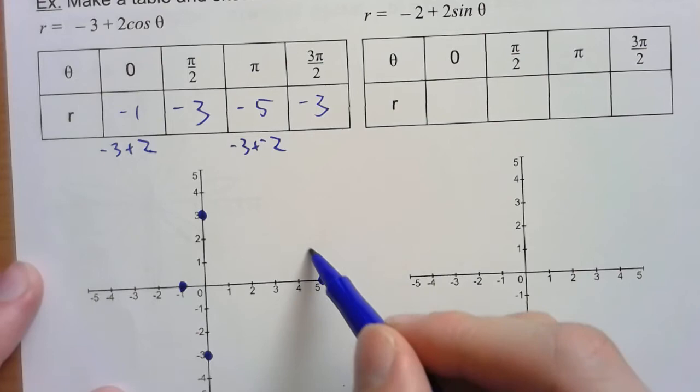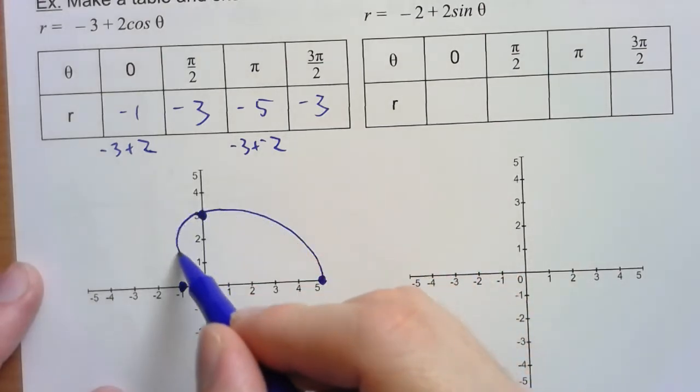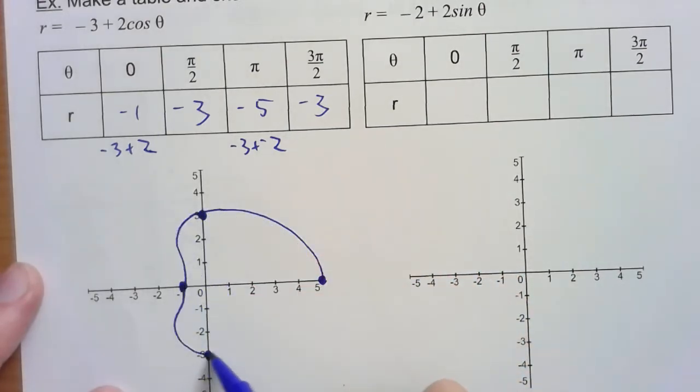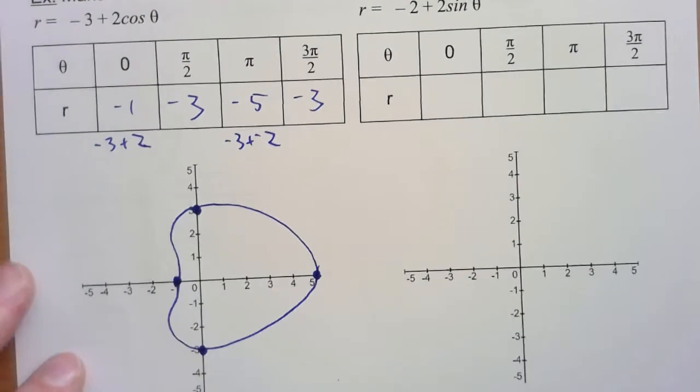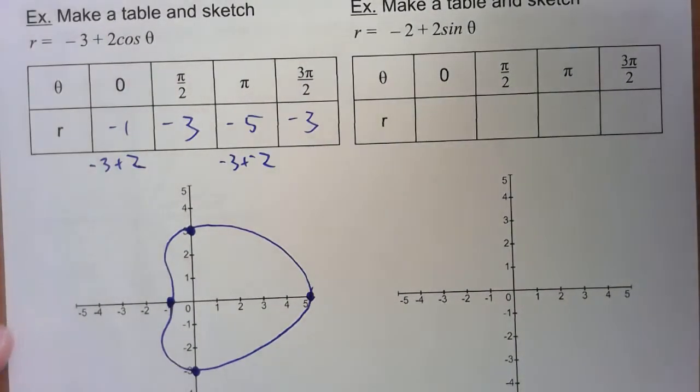So what this is going to look like, it's just going to be something like this. Something kind of circular around that. It's called a limaçon. There's a name for these. French limaçon. You don't need to know that.